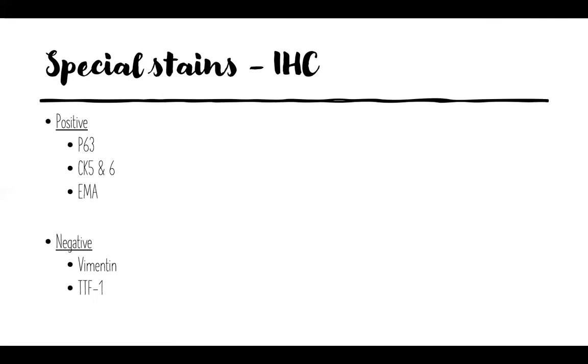The special stains for squamous cell carcinoma are looking for keratinization and intercellular bridging. You wouldn't normally see that in the H&E. And then for adenocarcinoma, typically in the H&E, you're going to see mucin production and acinar or tubular structures.